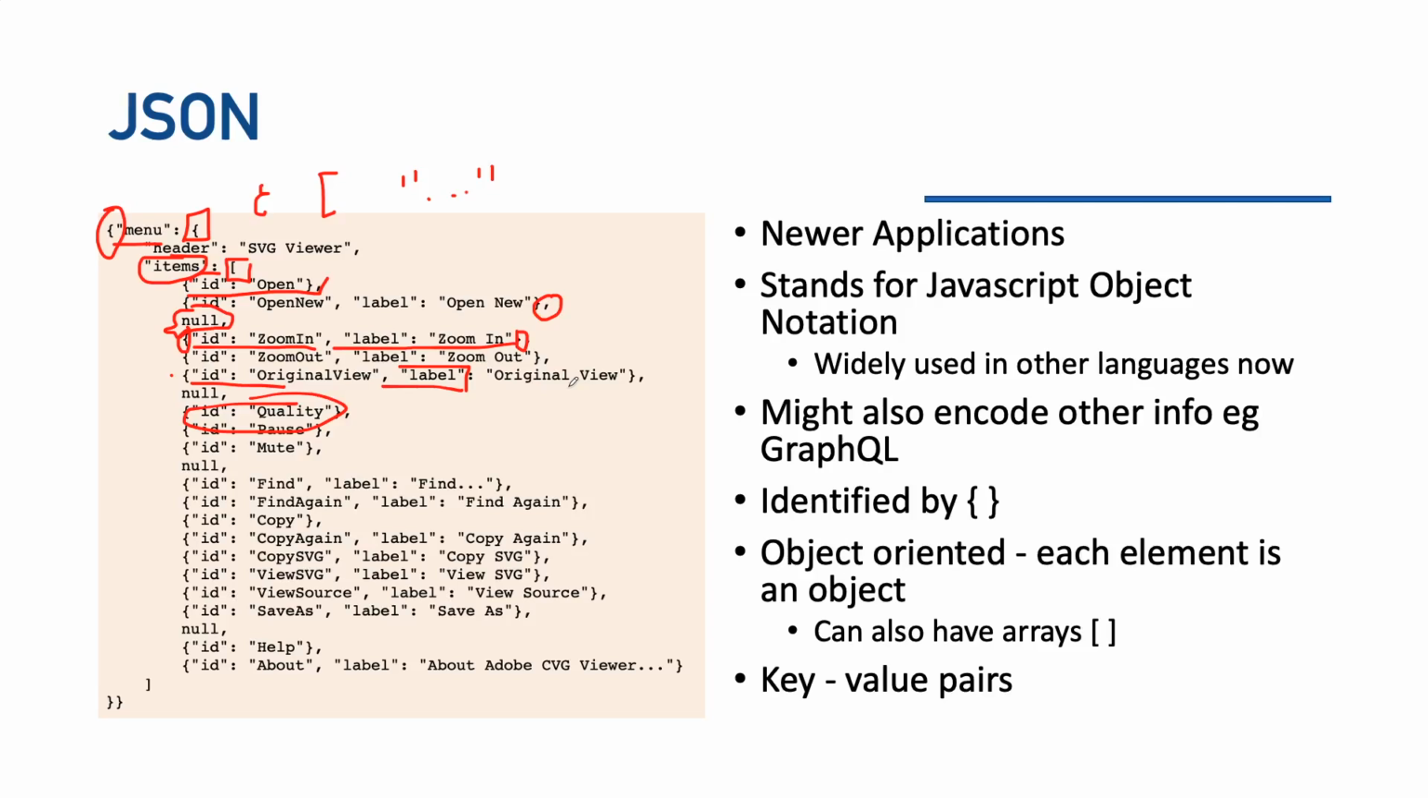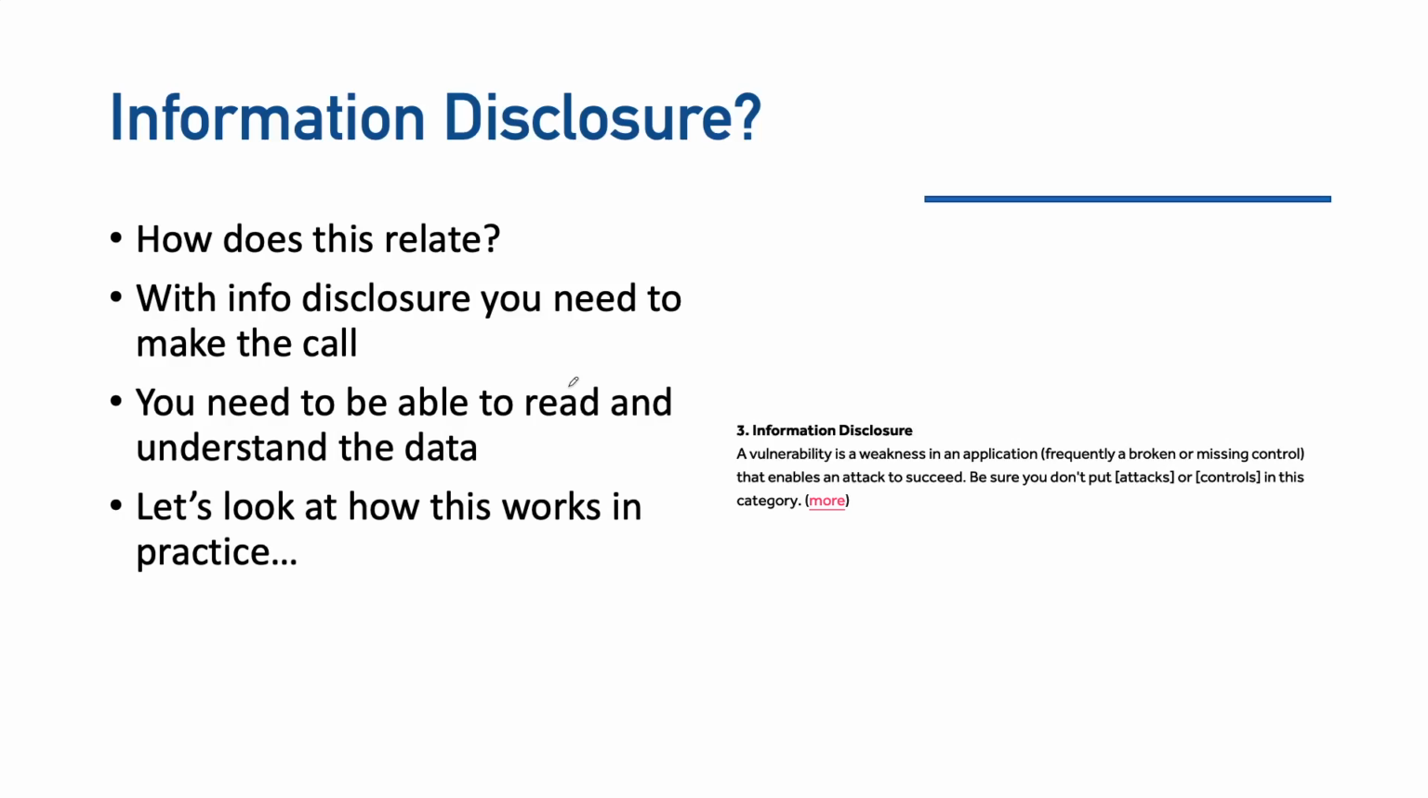And that's it. That is all you need to know about JSON. A lot of becoming comfortable with it is practice and really getting used to, okay, this is how this works, I feel confident with this. Okay, so how does this relate to information disclosure? The important thing about information disclosure is that you need to make the call. You need to look at this and be able to say, yes, data is being exposed there, or no, data is not being exposed there.